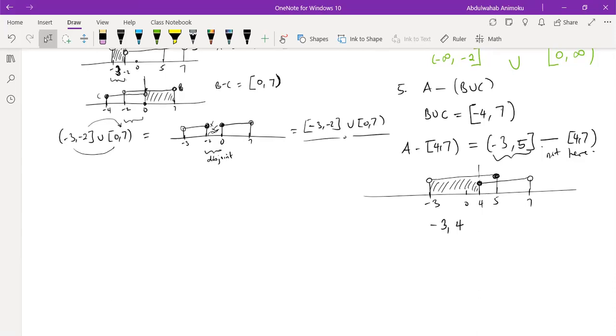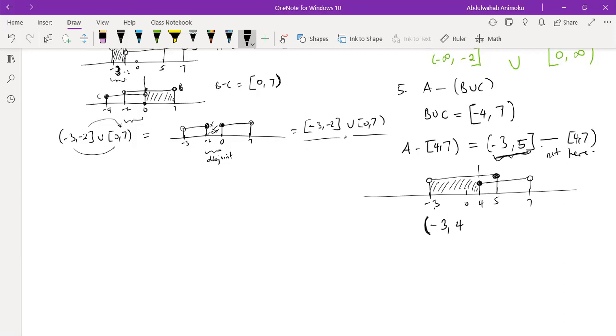But now let's determine the boundaries. At -3, is -3 in this set but not in the second one? -3 is not even in the first set. So it will not be in this difference, right? Because by difference, we mean what is in that set but not in the other one. So -3 is not even in this set to begin with. So it will be an open interval.